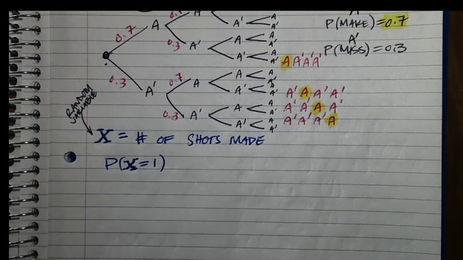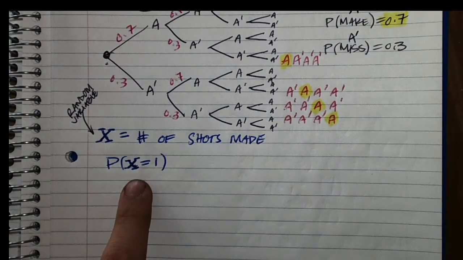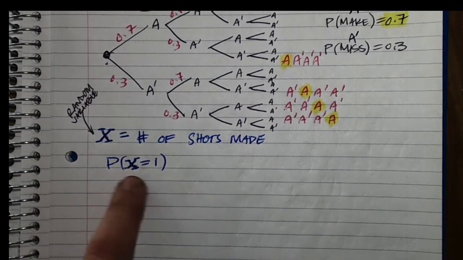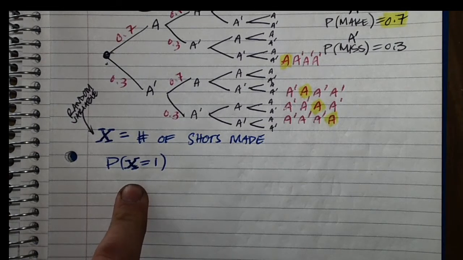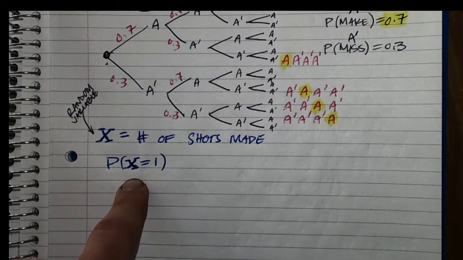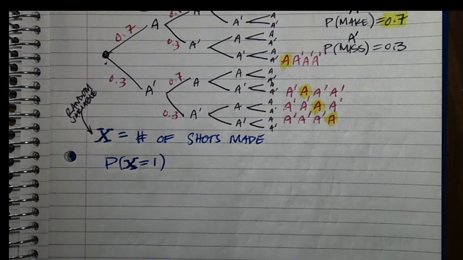Could you read that symbol that I just put down? That is the notation here, the math notation. It's an entire English sentence. How would you say that one? Jacob, what do you think? You turn that symbol into English and make it a question. Probability of making 1 shot.